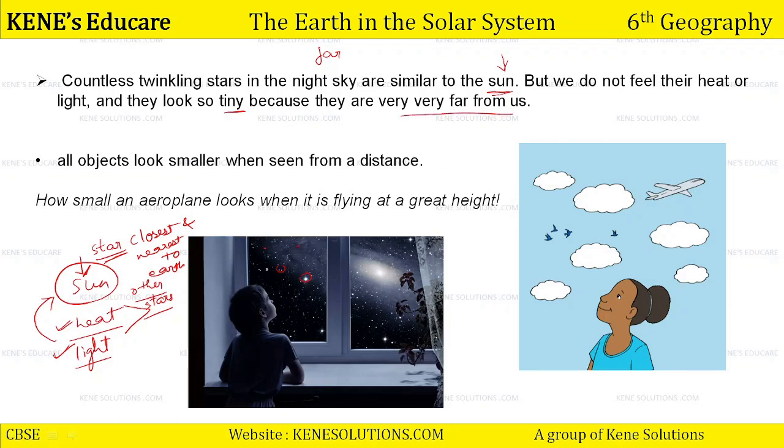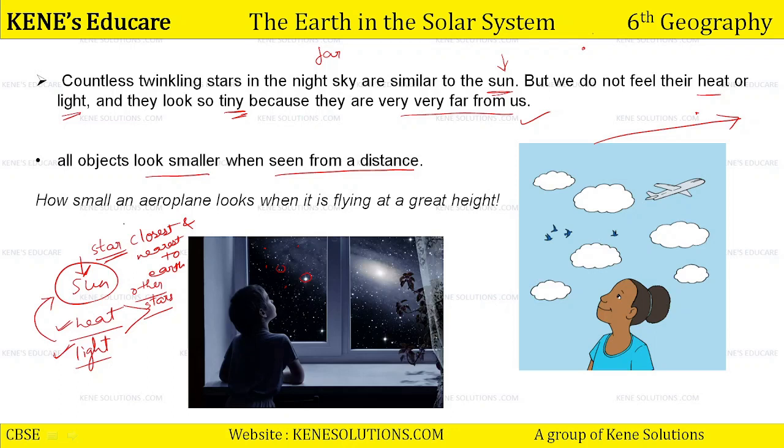The other stars in the sky, we cannot feel the heat or light of those stars, and they also seem to be very tiny. Sun to bahut bada dikhta hai, but the other stars look very tiny because they are very, very far from us. And koi bhi cheez jab bahut dur hoti hai to bahut choti si dikhti hai, right? All objects look smaller when seen from a distance. Kisi bhi cheez ko aap jab bahut dur se dekho to wo ekdam choti si dikhti hai, right?